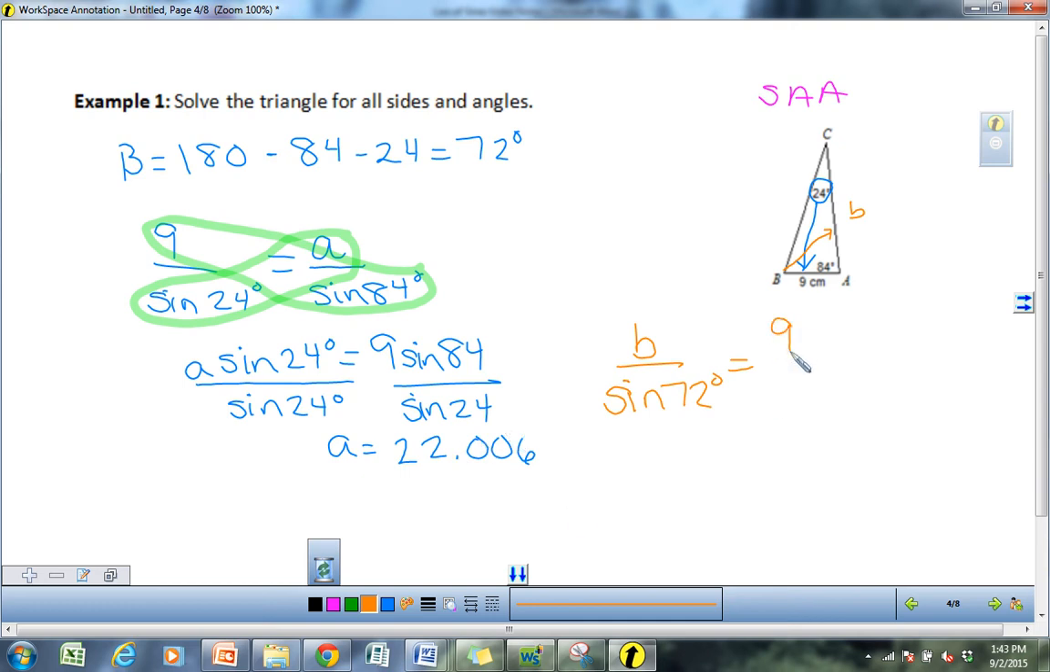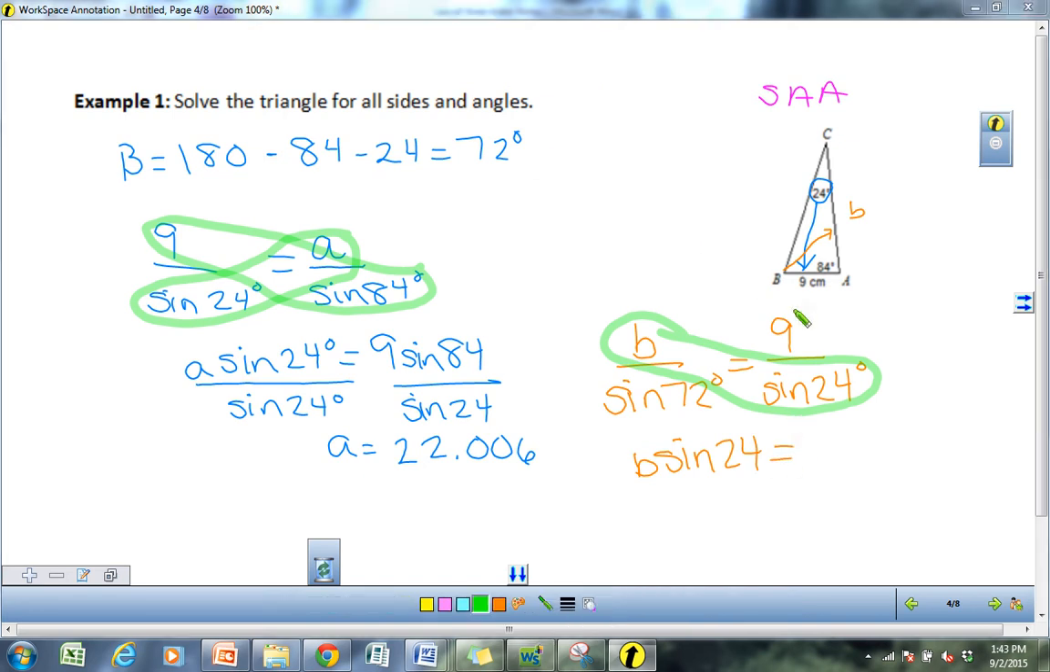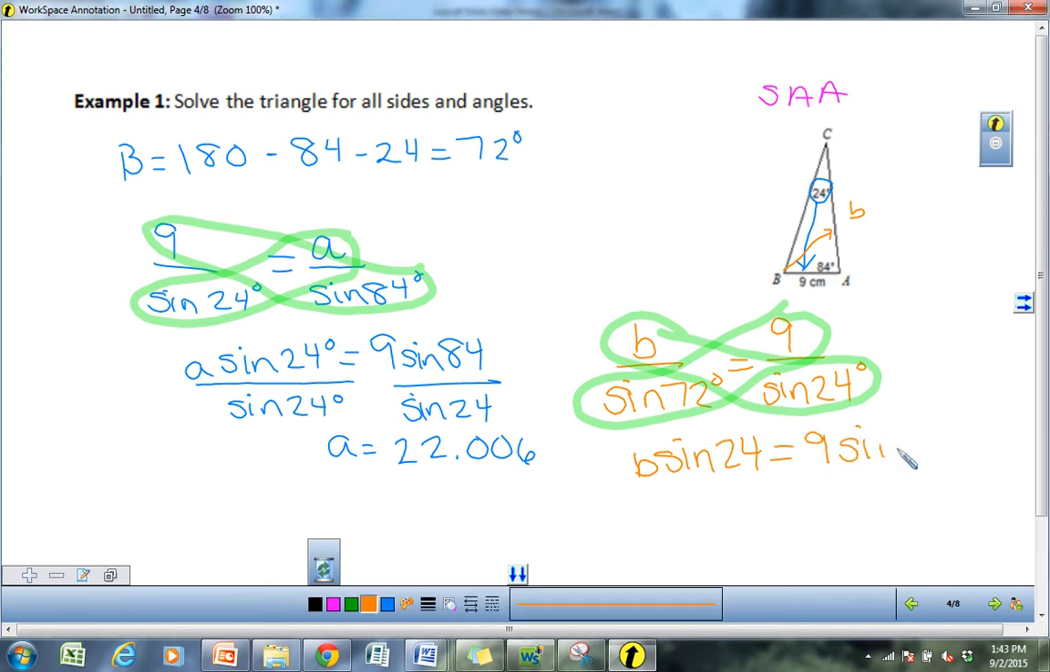So I'm going to put it over equals 9 over sine 24. And now I'm going to cross multiply again. So I'm going to do B times sine 24 gives me B sine 24 equals 9 times sine 72. Remember, that's a 9 there. 9 times sine 72. And divide by sine 24.